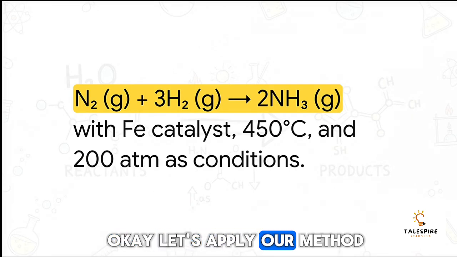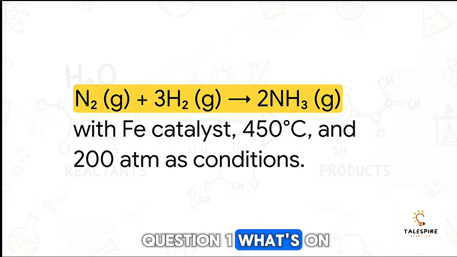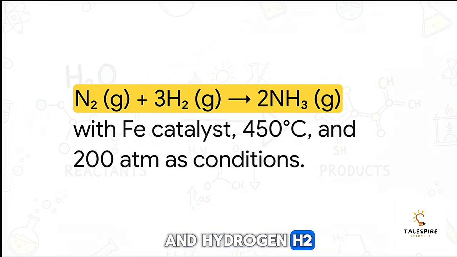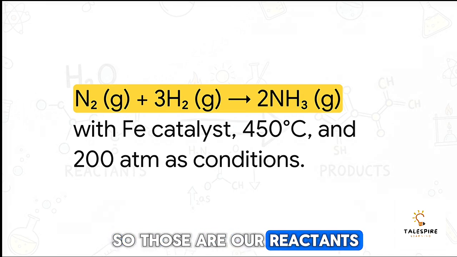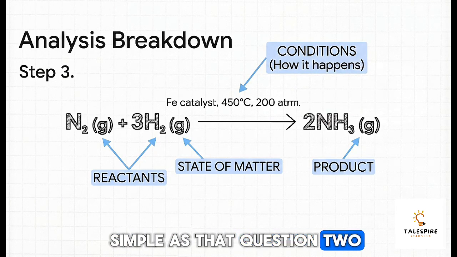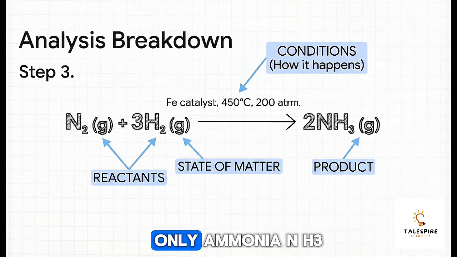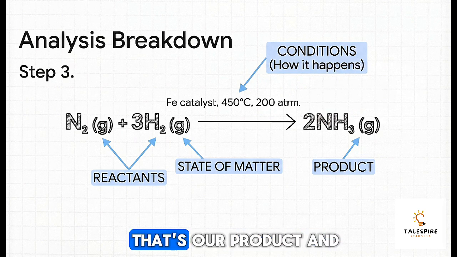Okay, let's apply our method. Question 1, what's on the left of the arrow? We've got nitrogen, N2, and hydrogen, H2. So those are our reactants, simple as that. Question 2, what's on the right? Only ammonia, NH3, that's our product.